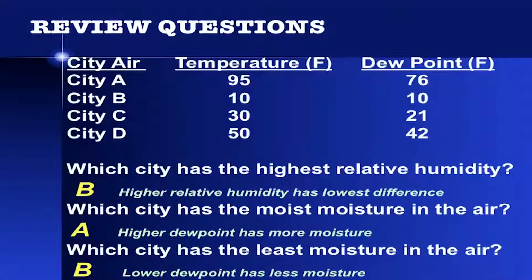The city with the most moisture in the air is city A, because it has the highest dew point. And the city with the least moisture in the air is city B, because it has the lowest dew point. City B has the least amount of water vapor in the air, yet its humidity is 100%. And that's possible because the temperature is very cold, and colder air has less moisture.